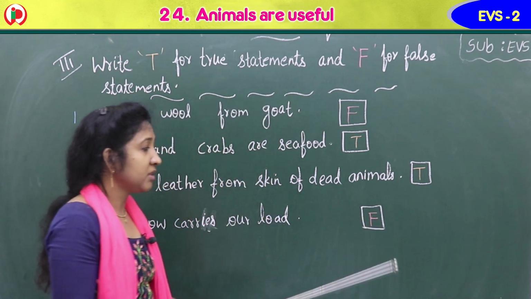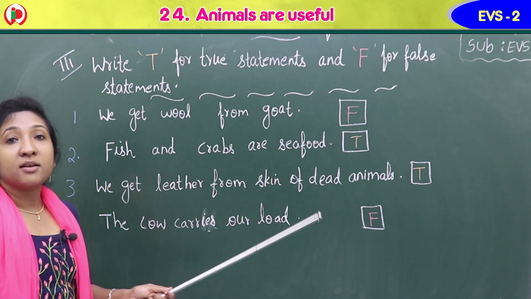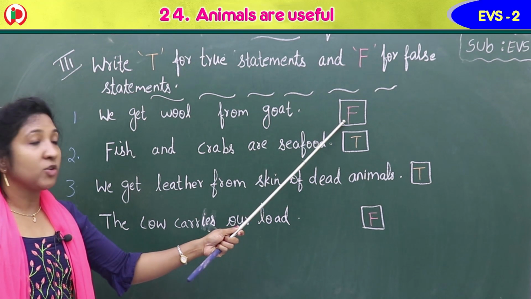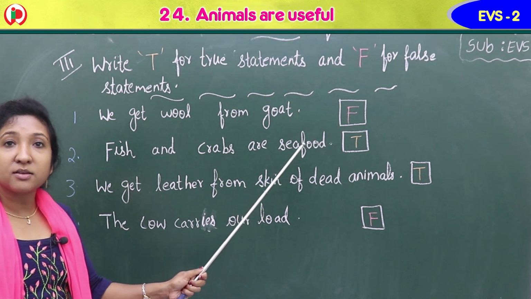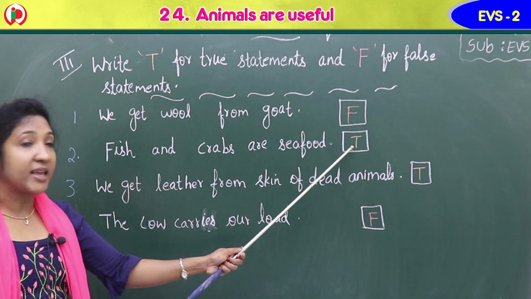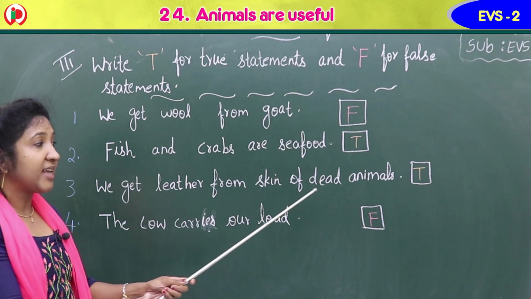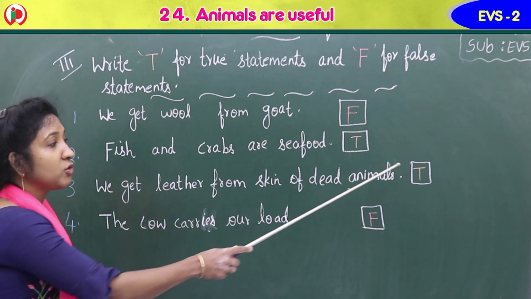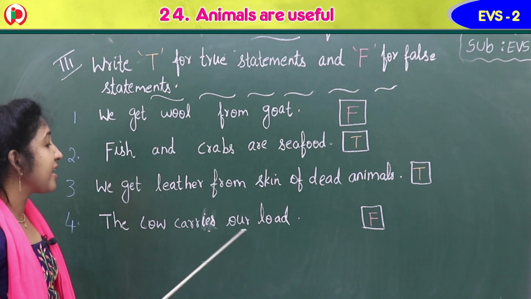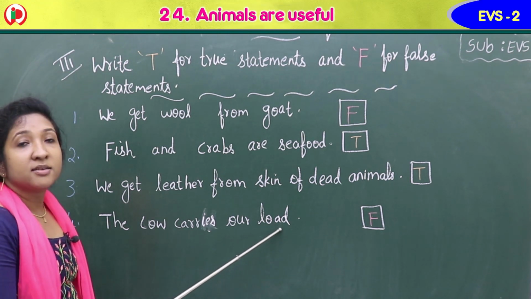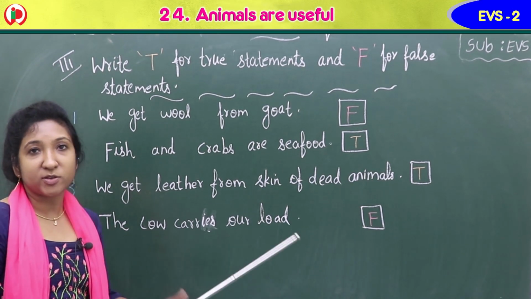So the first statement is we get wool from goat. The statement is false. So you can write F here. Fish and crabs are seafood. Yes, it is a true statement. So write T in the square box. We get leather from skin of dead animals. The statement is true, so you can write T here in the square box. The last one, the cow carries our load. This is a wrong statement. It is false, so write F in the square box.